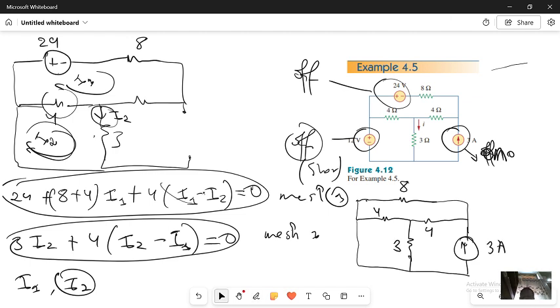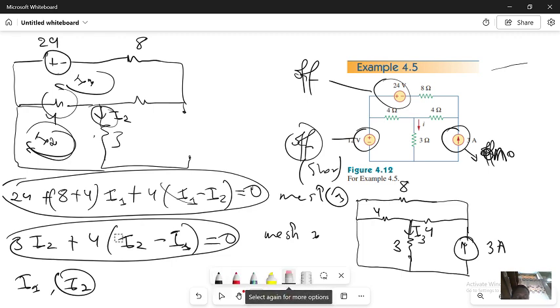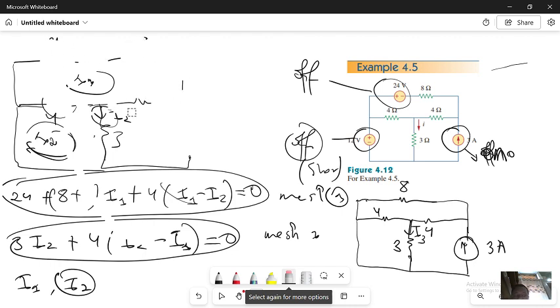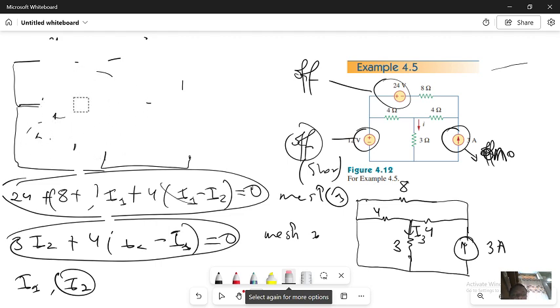Now let me see which method I'm going to use. We learn many different methods. Use one of them, just take one and use it. In this case, this one is going to be my I3. To find I3, let's choose one. Maybe I choose mesh analysis, or maybe I choose nodal analysis. Choose one and we continue.